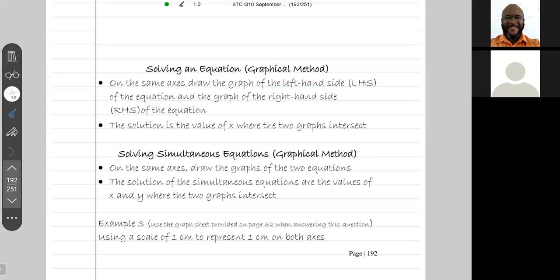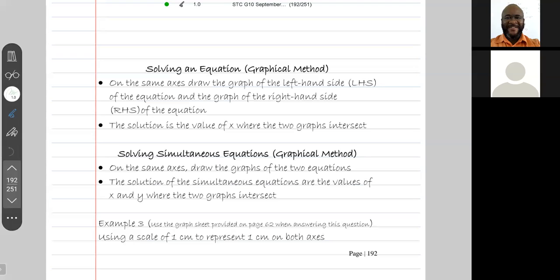How do we use graphs to solve simultaneous equations? Well, on the same axes, we draw the graphs of the two equations, and the solution of the simultaneous equations are the values of x and y where the two graphs intersect. All right. And I'm quite sure that this issue of solving equations and simultaneous equations using graphs is going to come up again.